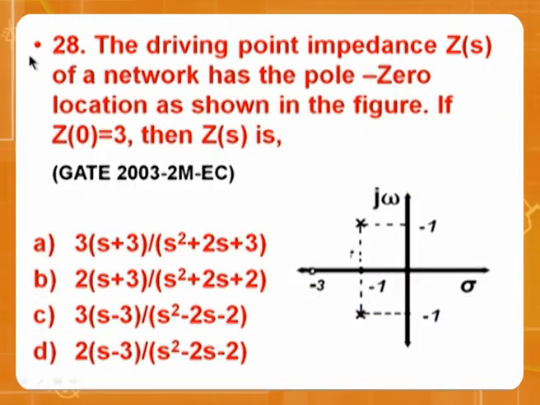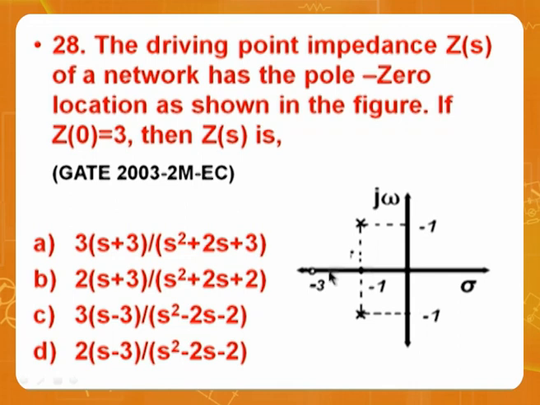Question number 28. The driving point impedance Z of S of a network has the pole zero diagram shown in the figure. Z of S you have to achieve. It's a very interesting problem. Most of the time it comes, then people do not know whether it's coming from signals or networks or control systems. As I've been telling, all these three subjects are similar.